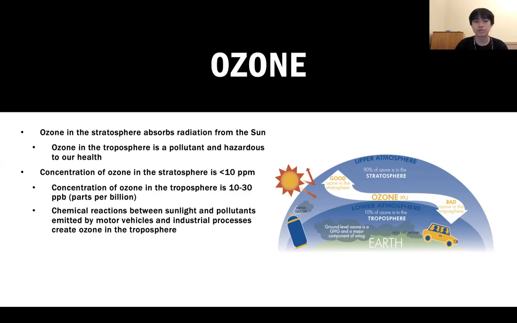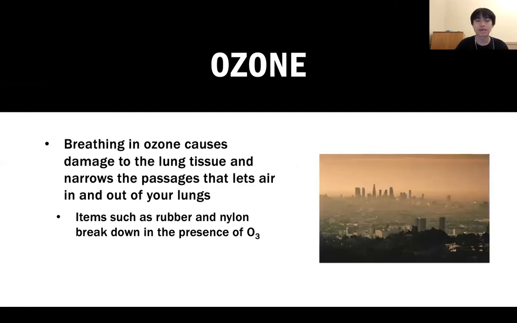And this ozone in the troposphere comes from chemical reactions between sunlight and pollutants emitted by motor vehicles and industrial processes. But we see that this ozone from the troposphere has a significant impact on the environment and also human health. Breathing in ozone causes damage to the lung tissue and narrows the passages that let air in and out of your lungs. Also, items such as rubber and nylon break down in the presence of tropospheric ozone. And on the right, we can see an image of a city impacted by tropospheric ozone.